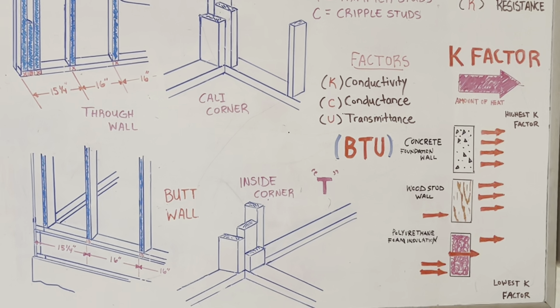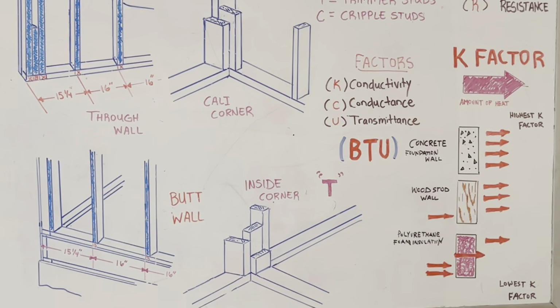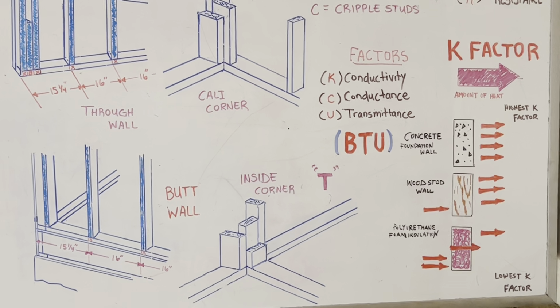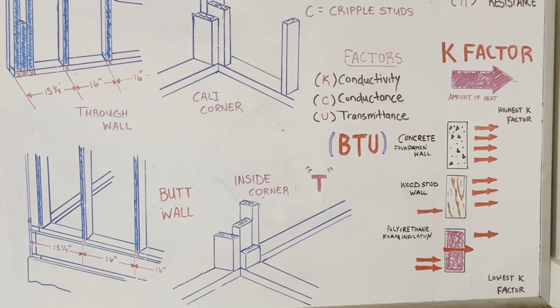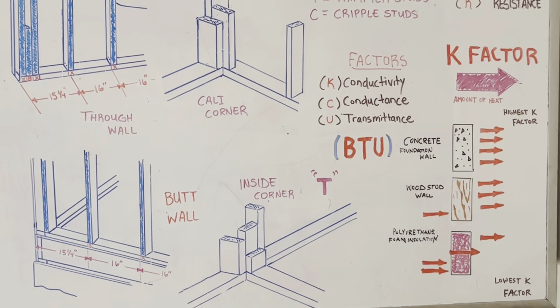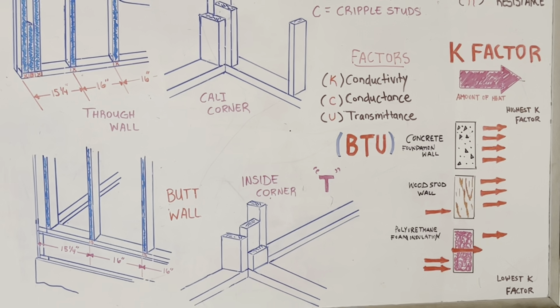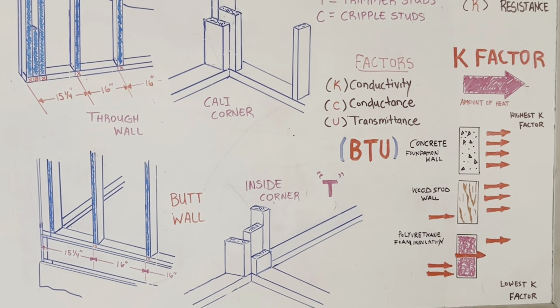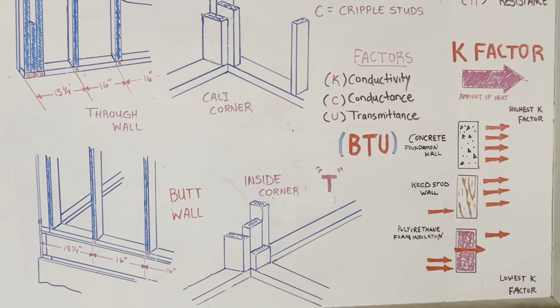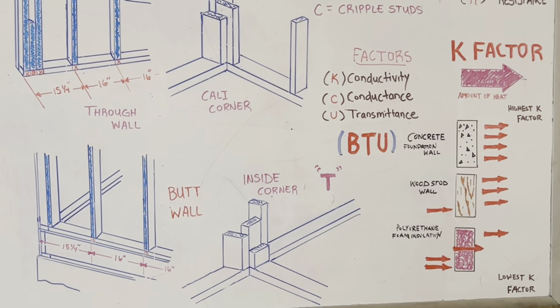The K factor is a decimal measurement of how many BTUs per hour pass through 1 square foot of material that is 1 inch thick and has a temperature difference of 1 degree Fahrenheit between its inside and outside surfaces. Wood has a lower K factor than concrete, and polyurethane foam insulation has a lower K factor than wood.